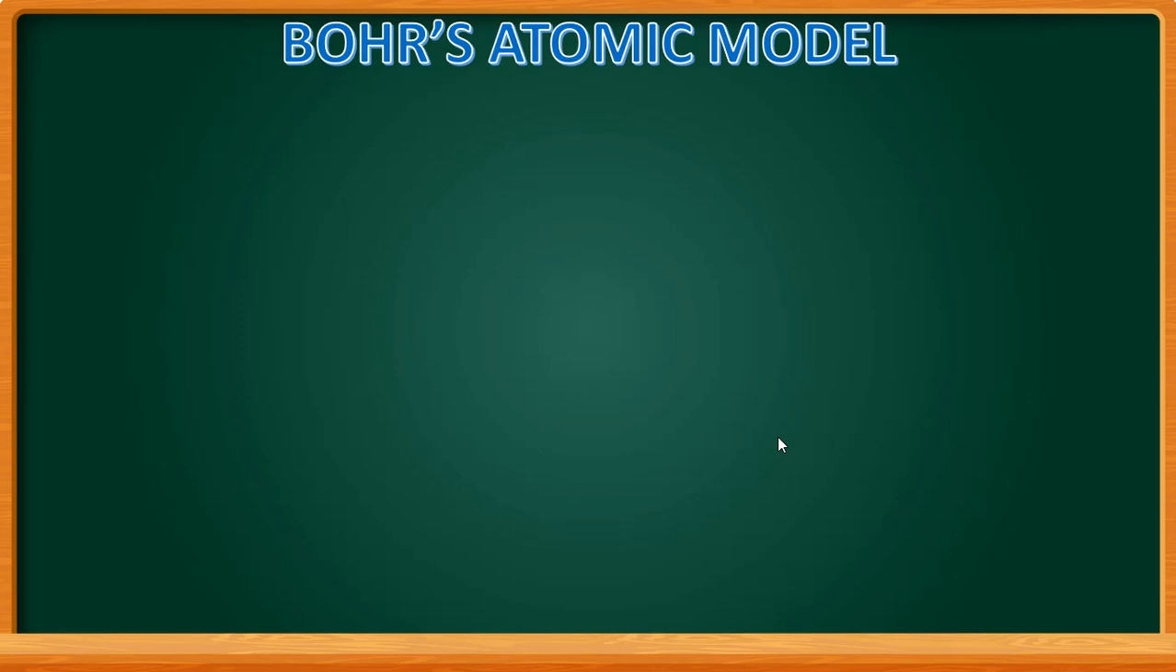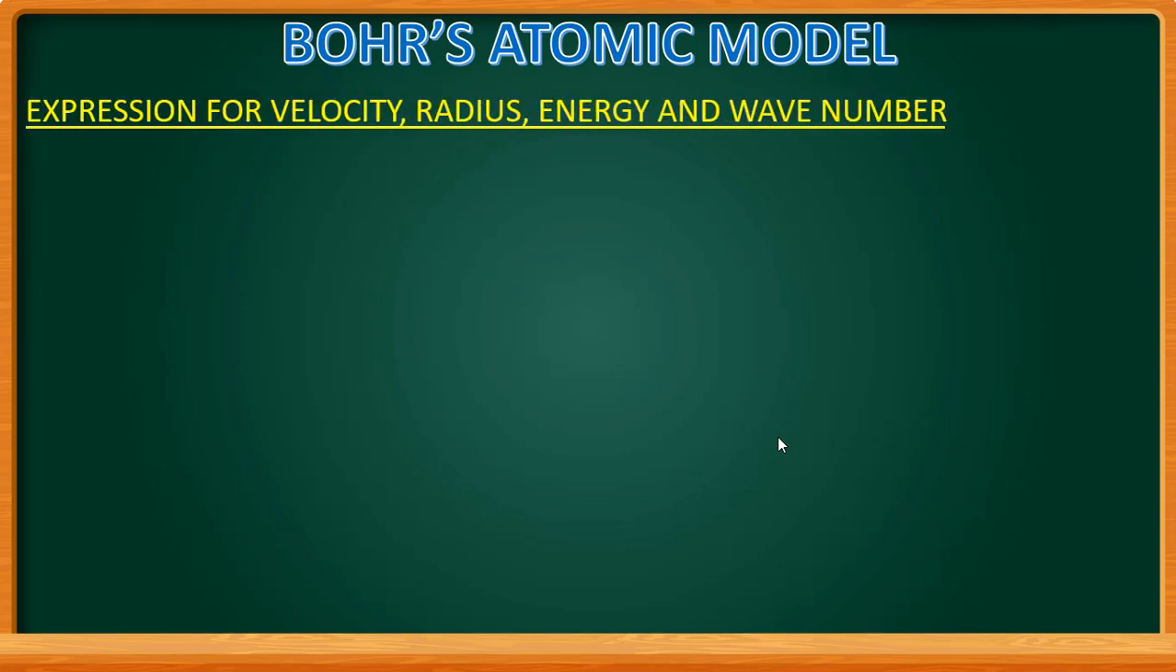Let us start the lecture. In this lecture, we are going to discuss the expression for velocity, radius, energy, and wave number of an electron when it is revolving in a circular orbit around the nucleus.